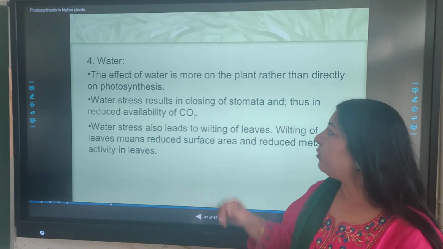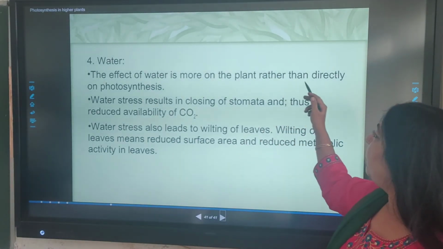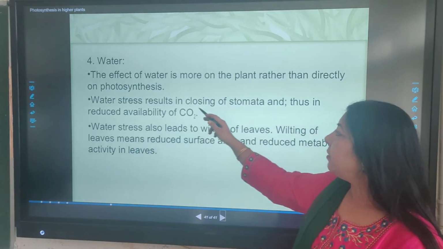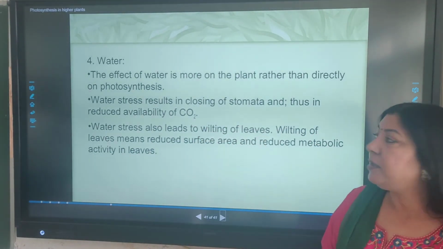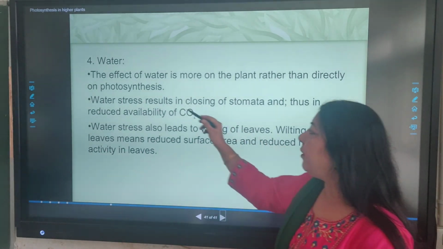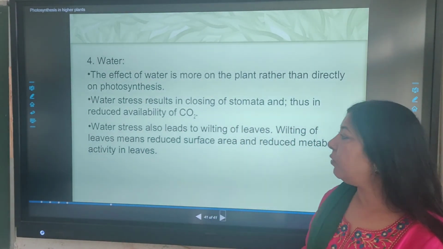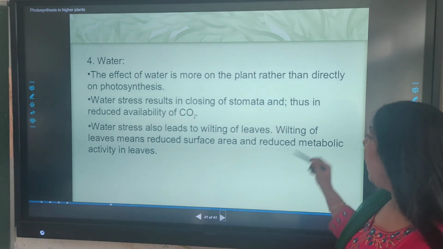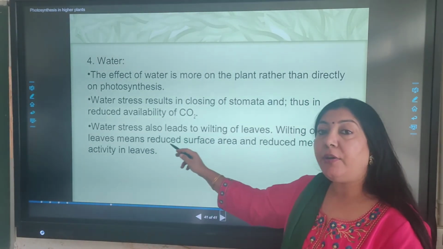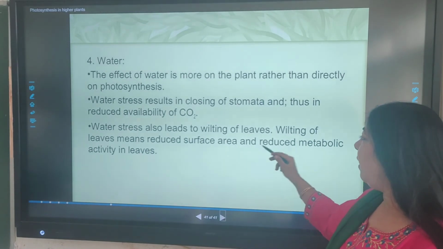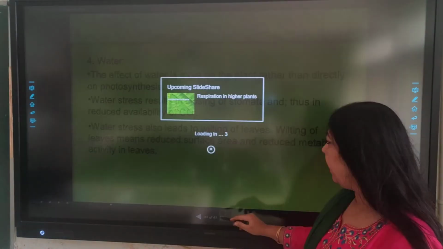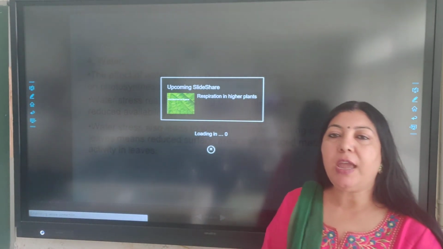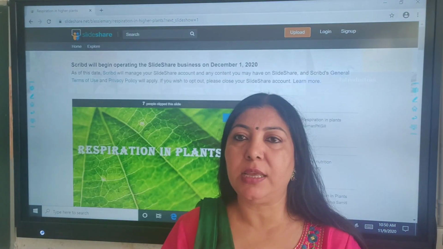In the same way, the effect of water is more on the plant rather than directly on photosynthesis. Water stress results in the closing of the stomata and thus it reduces the availability of CO2. Water stress also leads to wilting of leaves, and wilting of leaves means reduced surface area and reduced metabolism. So with this we have completed this chapter, photosynthesis.